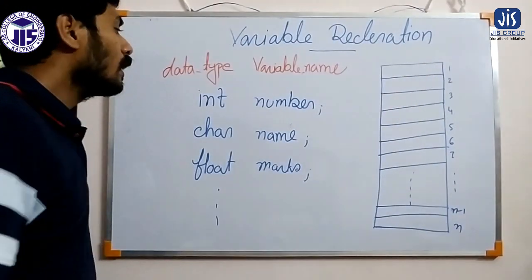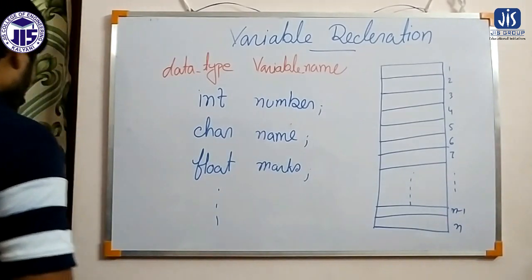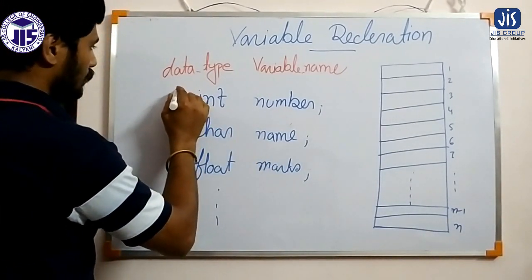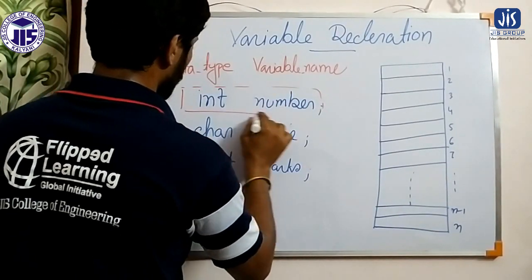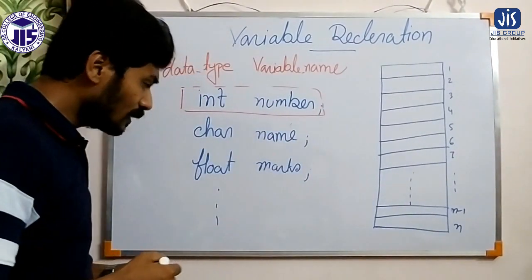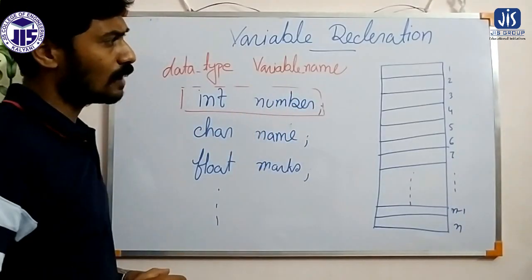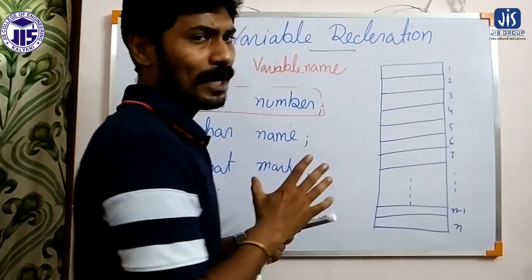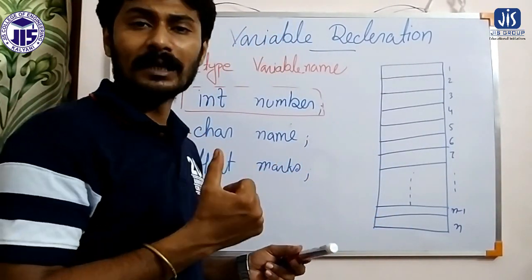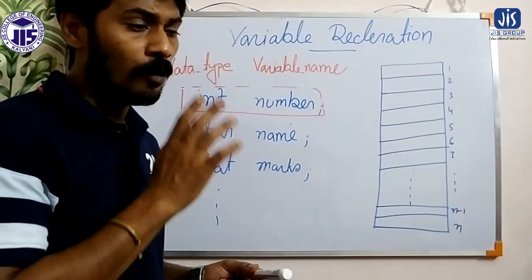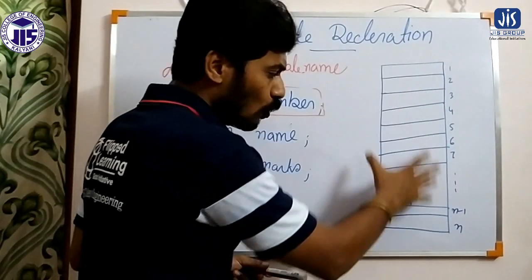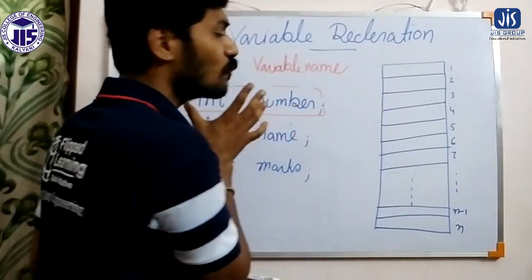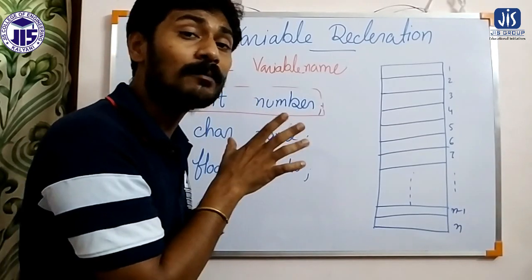Now, if I first consider this one, I am coming one by one. First, I consider integer. If I consider this, so for this number, a location will be allocated in this memory. This is our memory. So which location will be allocated? That will be decided by the compiler, and arbitrarily the memory will be allocated. So the compiler will decide which location, out of these n number of locations, will be allocated for this variable number.